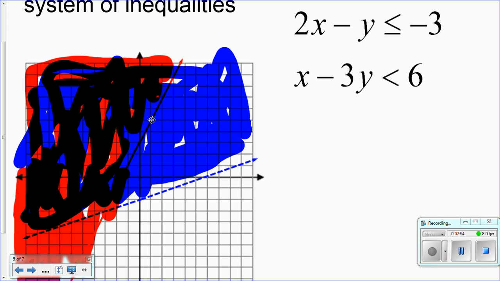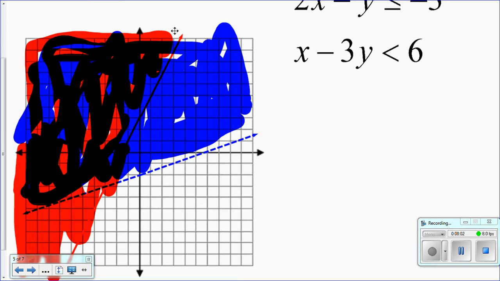But let's see if I remember how I did this. Oh, the first one is my red, the second one is my blue. Okay? So, red line goes through like this. Blue line is dotted, goes through like that. I shade above the blue line. I shade above the red line. This very, very messy black part. Oh, it looks so horrible. This part is where all of my solutions are. And that's all you have to do to show the answer, just the double shaded part.